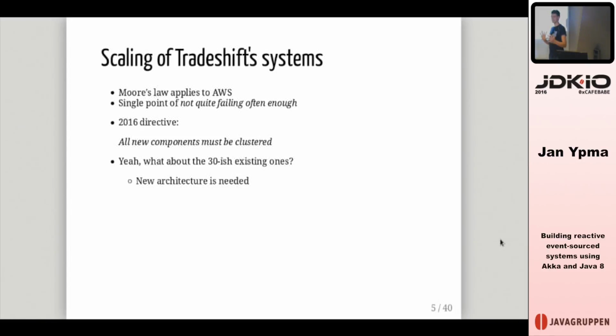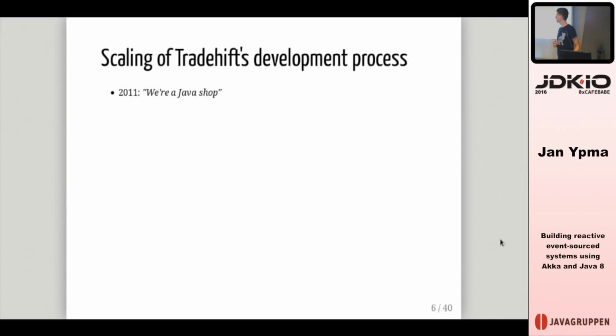But we're still stuck with the things that we already had, and we have to migrate them somehow into something that survives all the outages. And for that, we have to take a closer look at what's the real reason that problems occur in systems, and we'll get into that in a minute. I also want to look at the manpower growth paradigm as well, where in 2011 we were very much a Java shop.